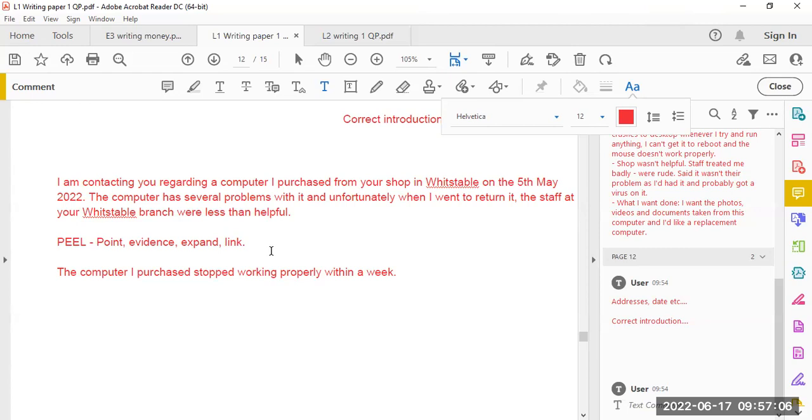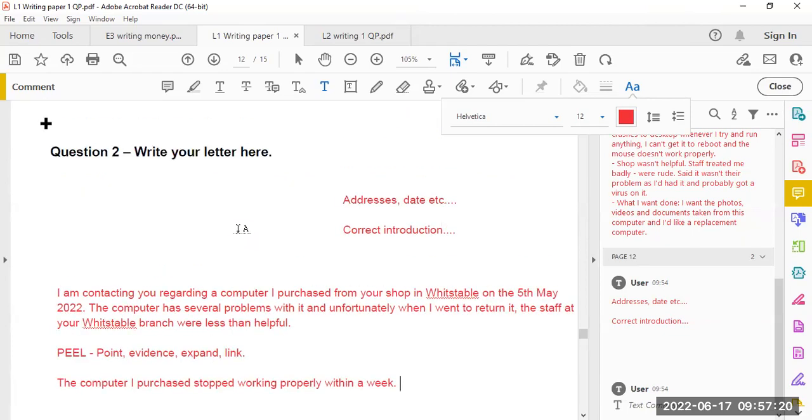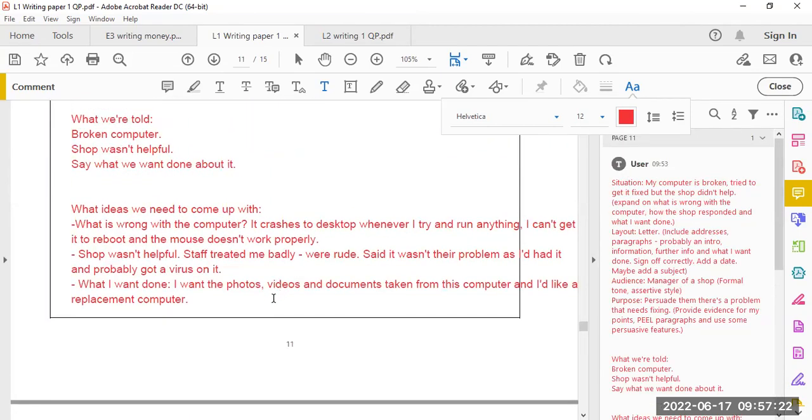However, now we need some evidence to back that up with. So I need to say what happened. I need to say what went wrong. Because there's a big difference, isn't there, really, between, say, the computer being a bit slow when it's booting up compared to the computer simply not working. So I go back to the ideas, my plan, and everything like that, and I've already got it.